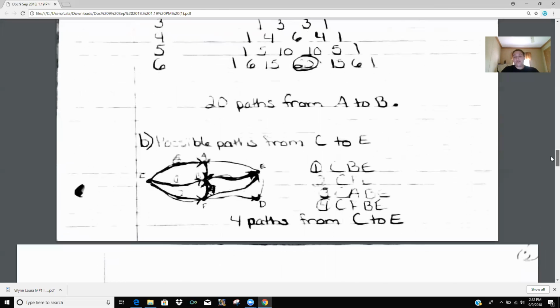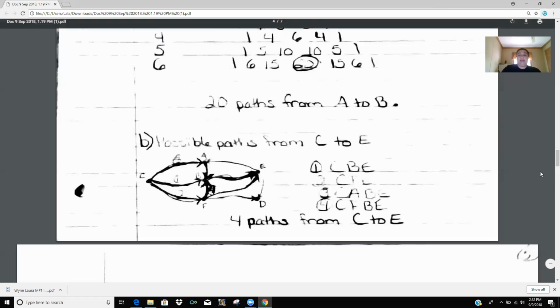Now this one's a little bit trickier because there's lines with arrows on the end, and you have to follow the direction of the arrow. So I came up with 4 different paths from point C to point E, which we have C to B to E, then we have C to F to E, and then a couple little tricky ones. We can go from C to A, down to B, and over to E, and C to F, up to B, and over to E.